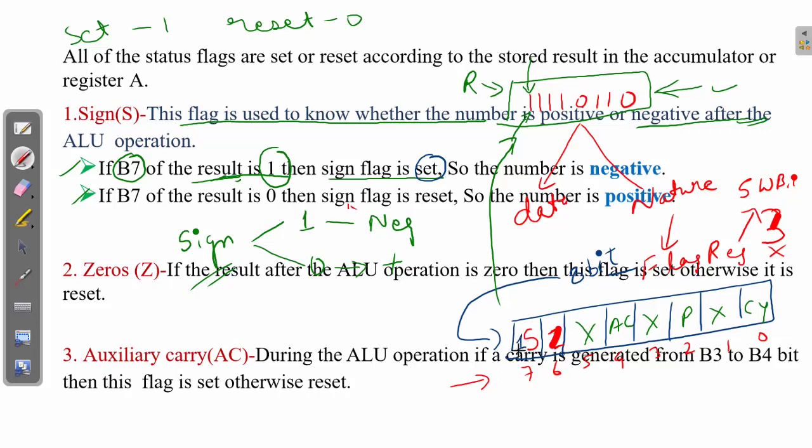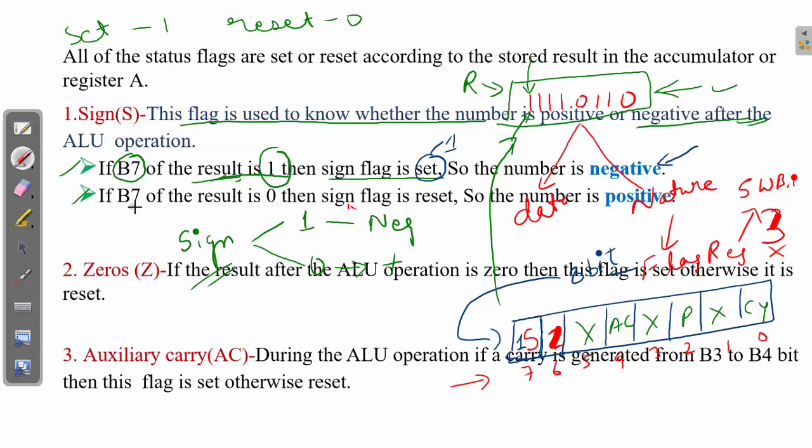Am I clear? S is actually the name of this bit. Keep in mind, S is not stored here; S is the name of this bit. What I can store here, as you know, this is a flip-flop, is either 0 or 1. So as per the rule, if bit 7 of the result is 1, the sign flag will set itself, meaning it will be 1 there. And that means the number is negative.